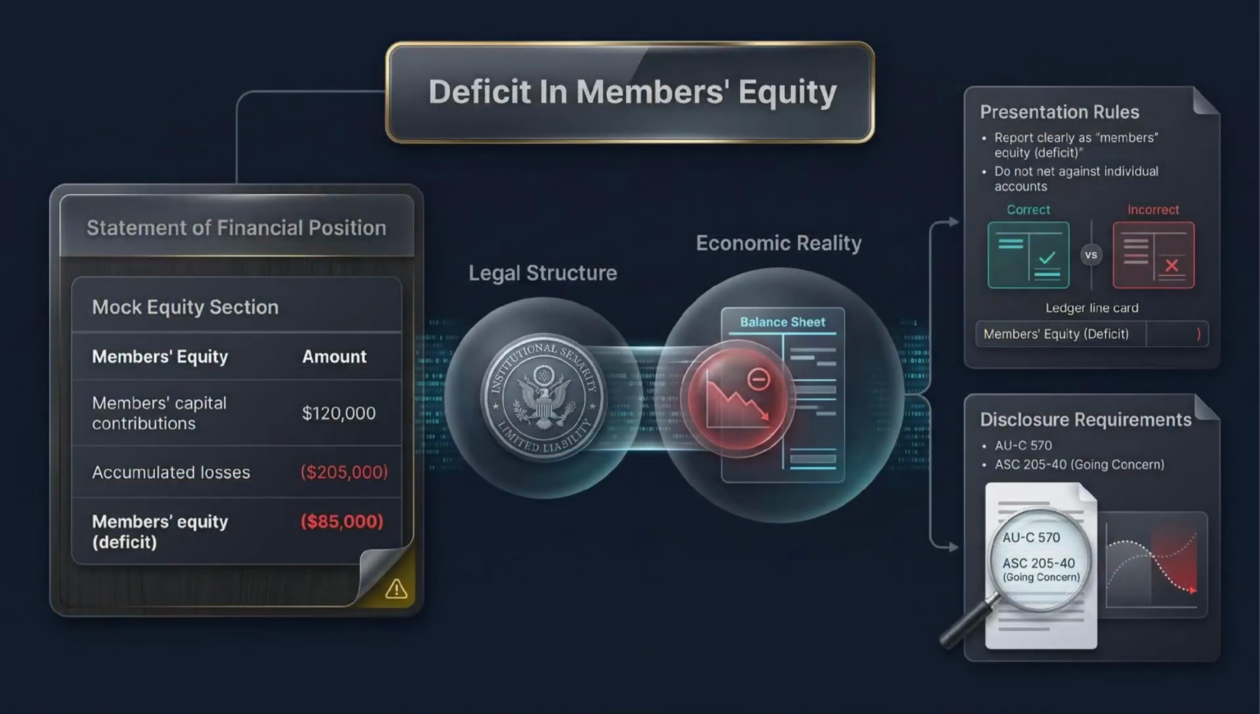A deficit in members' equity is still reported in members' equity. Limited liability protects members from personal liability in many situations, but it does not hide the entity's economic deficit. If accumulated losses exceed capital contributions, the deficit must be shown transparently. The financial statements are reporting the entity's position, not trying to make the members feel better. If going concern uncertainties exist, those are considered under the relevant going concern disclosure guidance.